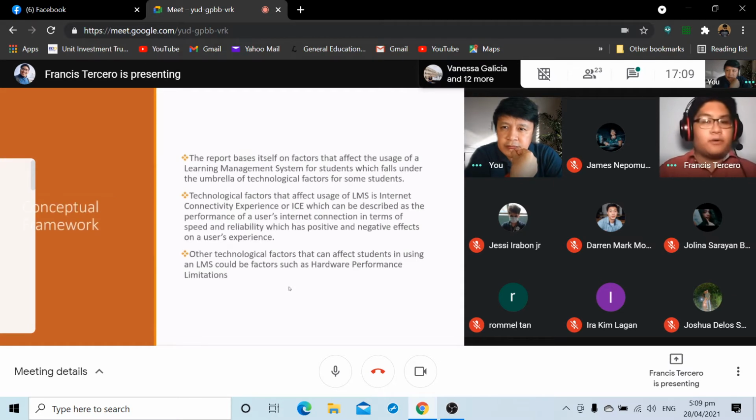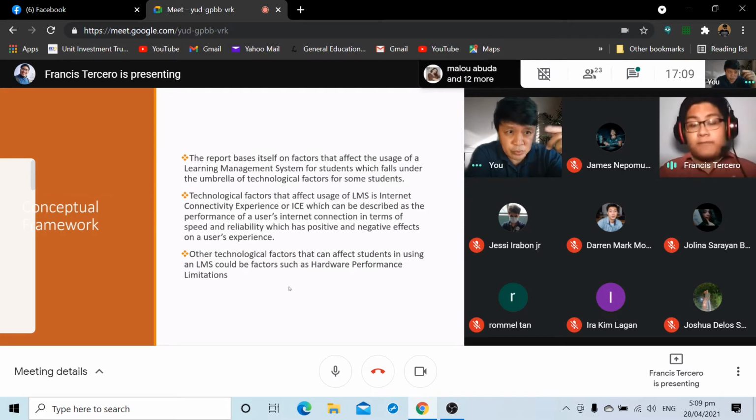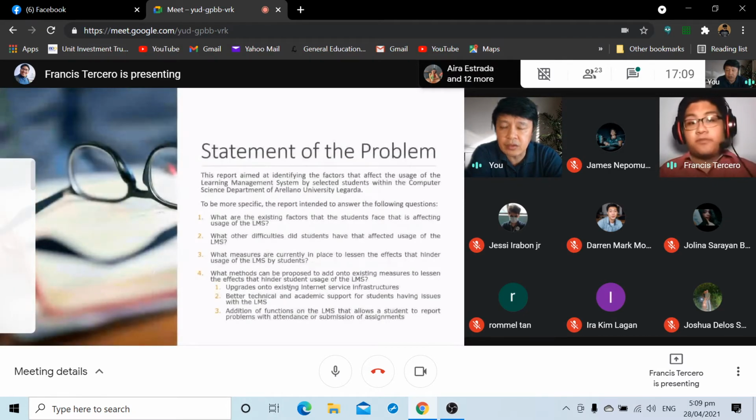Yes, sir. Okay, so the conceptual framework is that the report bases itself on factors that affect the usage of the learning management system for students, which fall under the umbrella of technological factors for some students. Technological factors that affect the usage of LMS is Internet Connectivity Experience, or ICE for short. Okay, and it can be described. Move on to the next slide after the conceptual framework. Okay, statement of the problem.